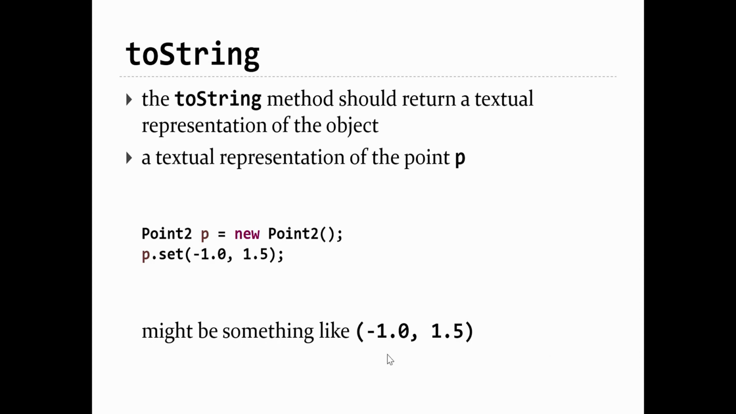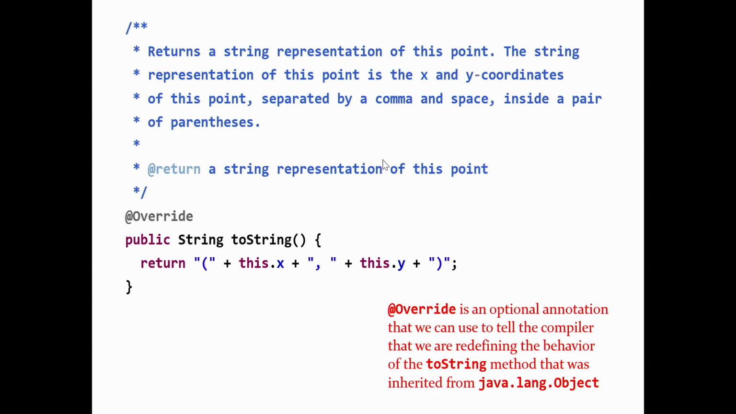You could use square brackets. You could use squiggly brackets. You can write x equals -1, y equals 1.5, or whatever you want. I've decided that toString should return a string that looks like that. Okay, so when you implement toString, you can put into your class a method called toString that returns a string object. That is the textual representation of your object.